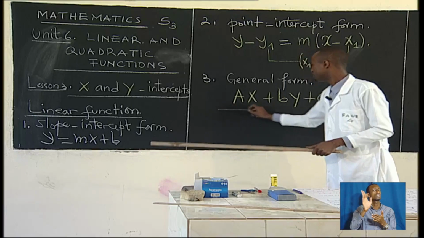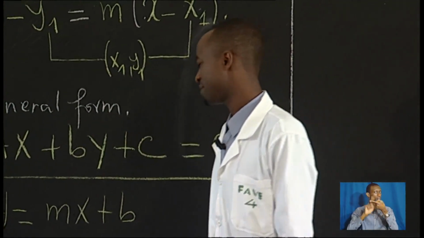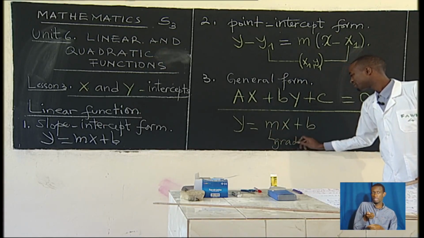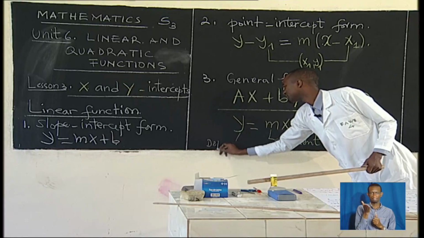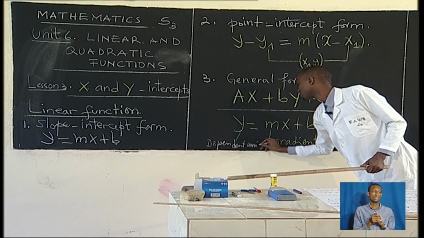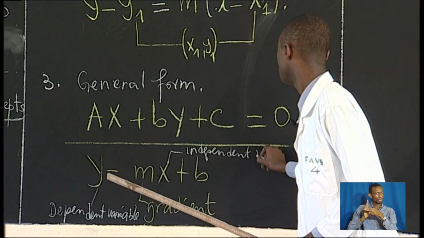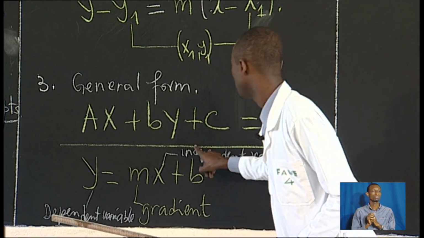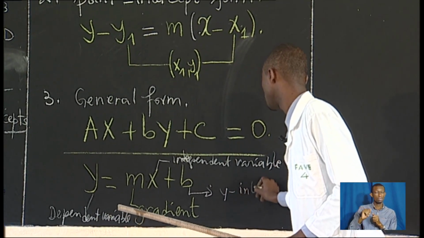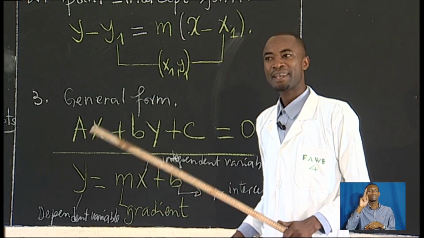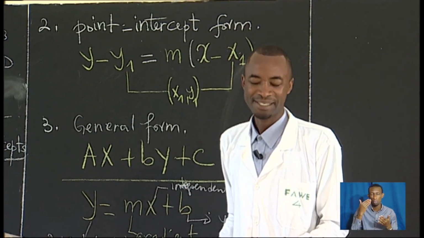As you remember, when you are given y equals mx plus b, I want you to remember this. We have what we call gradient. This is gradient. And remember, this is the dependent variable. And this one, we call it independent variable, and of course, we call this one the y-intercept. And as you can see, remember our focus of today is to know how to find x-intercept and the y-intercept.